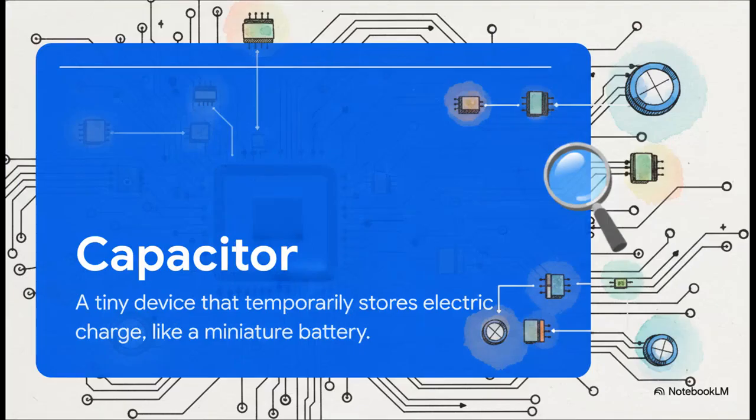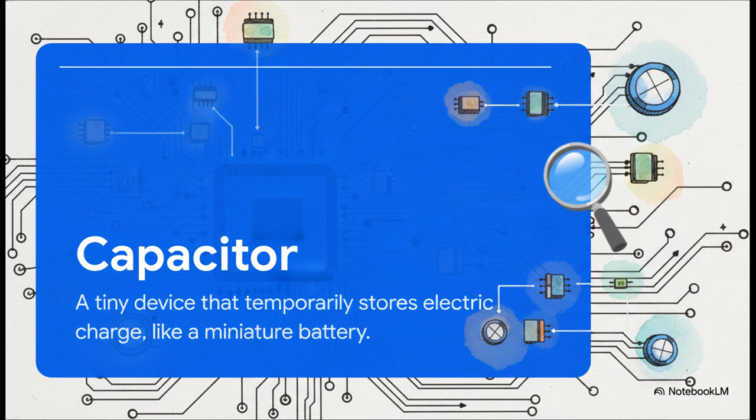Okay, let's shift gears from our analogy to actual computer hardware. Now, what's really interesting about this is the revelation that computers do not have physical numbers, like literal zeros and ones, floating around inside them. What they actually have are these microscopic components. First up is the capacitor. You can think of it as a tiny device that temporarily stores an electric charge. Actually, scratch that. It's more like an incredibly fast miniature battery.